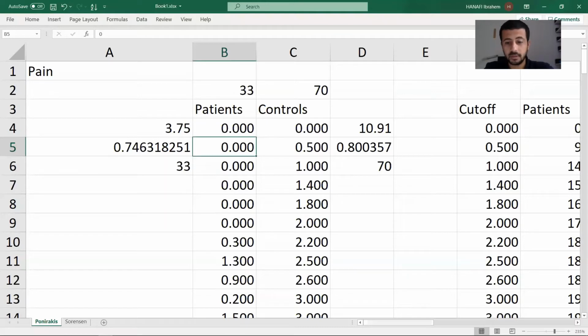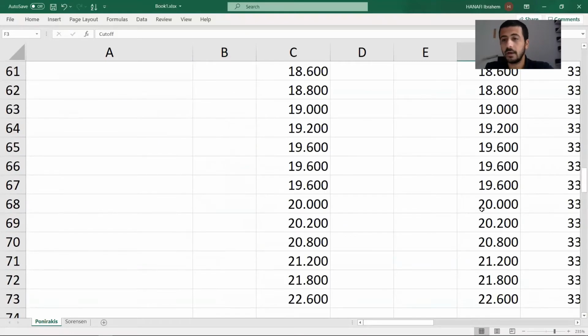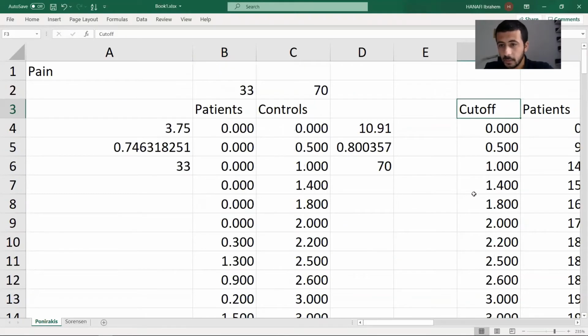Then we need a curve. And the curve, as you remember, needs points. So what are the points? What we need to suggest first is cutoffs. We need a lot of cutoffs. I suggested all the cutoffs: 0, 0.5, 1, 1.4. There might be like 0, 0.1, 0.2, 0.3. I can take the density I want.